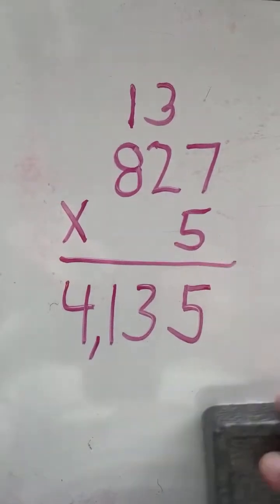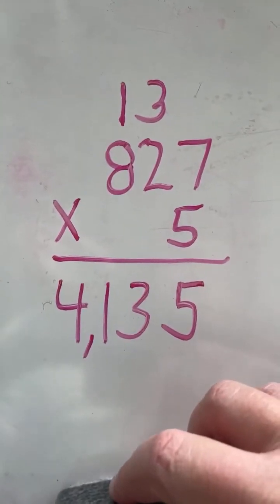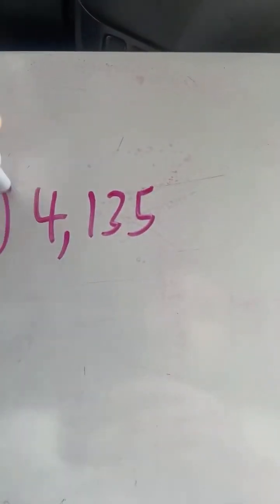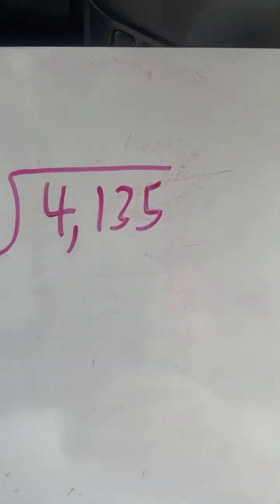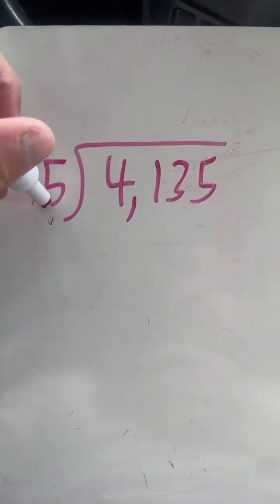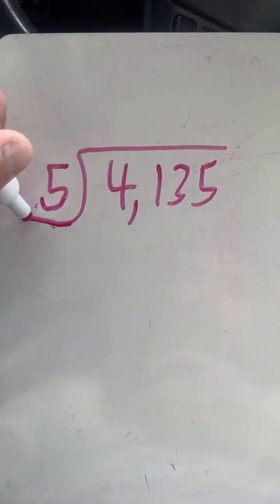Now for my final problem, I am going to divide 4,135 divided by 5. Let me make it so that 5 stands out a little more. There we go.